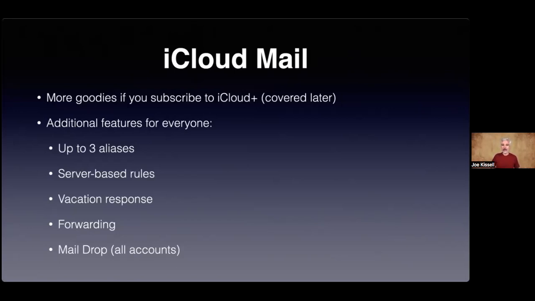If you go onto the iCloud website, you can set up rules there that sort your mail or filter your mail before it even gets to, let's say, your iPhone. So even if you're not using a device that has built-in spam filtering or things like that, you can filter it on the server. You can set up an out of the office or vacation message, forward your email to another place, and Mail Drop.